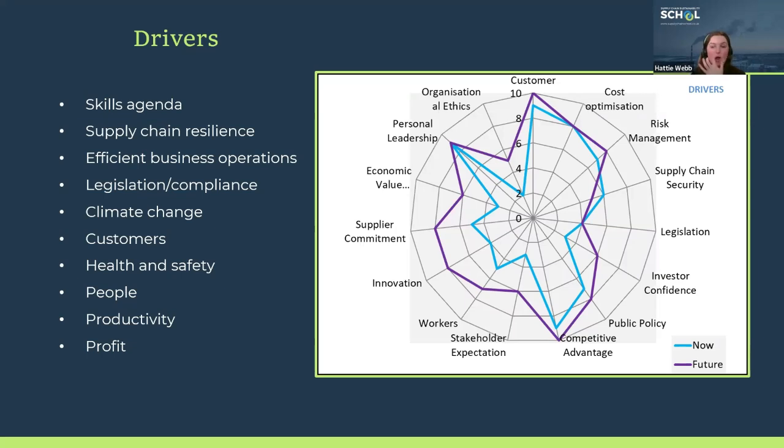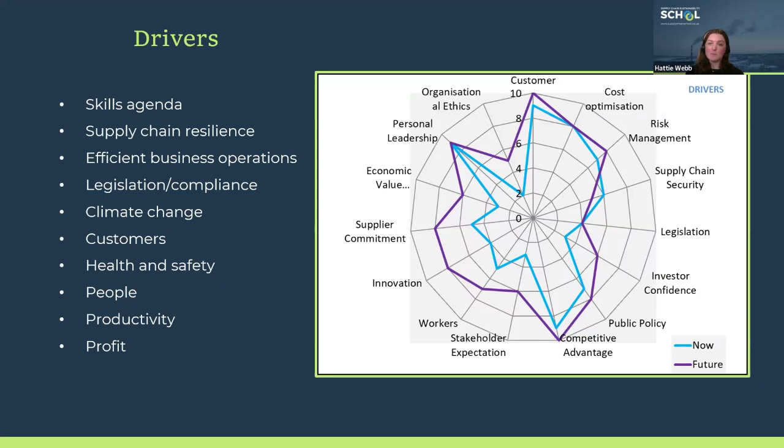And we do this with our clients. So we'll get a group of stakeholders together, maybe sustainability staff or top management, and we'll have this conversation. What is driving you currently? And then we rank each driver on a scale of 1 to 10, and we go through each one. So if you look at that inner light blue line, that's an example of an organization's response. So customer competitive advantage and supply chain security are coming up as key drivers here.